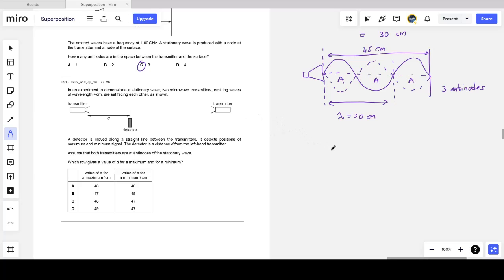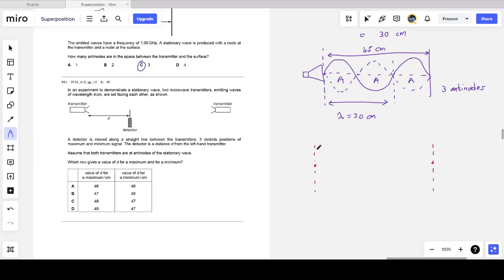So a stationary wave is set up between the transmitters, and we basically want to know at which point, if we measure distance d from the left transmitter, we're going to have a maximum and at which point we're going to have a minimum. Now they tell us a very important fact, that at both transmitters we have antinodes. So I actually can draw what my stationary wave is going to look like.